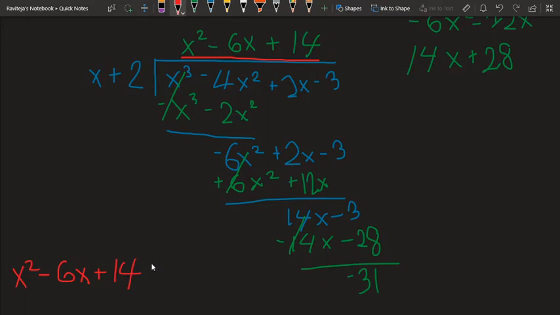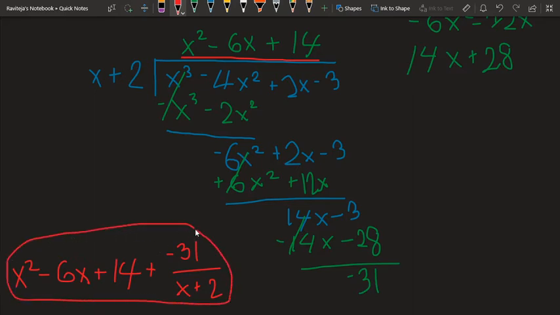And to that, we want to add our remainder of negative 31 over our divisor, which is x plus 2. Which means our actual answer for this polynomial division problem would in fact be x squared minus 6x plus 14 plus negative 31 over x plus 2.